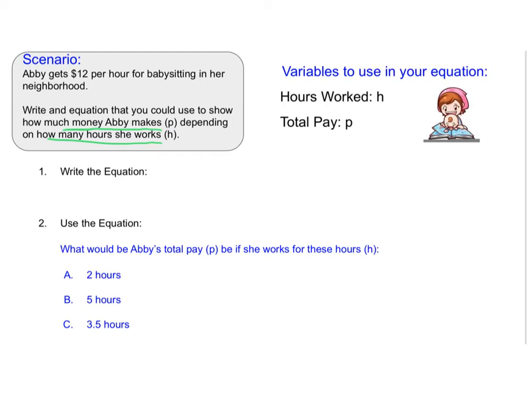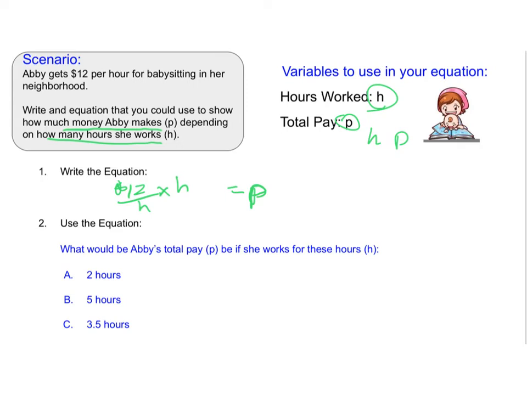So how much money Abby makes, we're just going to label it with a P, right? So that's the total pay. And how many hours she works, that's our H. So those are two variables, H and P. Okay, so if we write the equation, we need to figure out what the total pay is. So something that we do with the hours worked and the amount that she makes is going to equal that total pay. Well, we know that she gets $12 per hour, right? Per hour, that's a unit rate. And then she's going to work a certain number of hours, right?